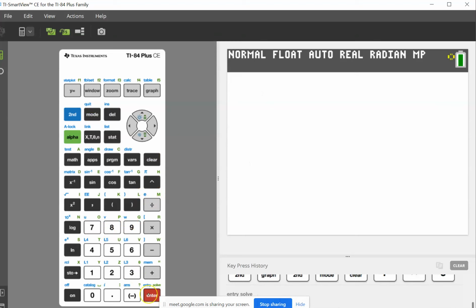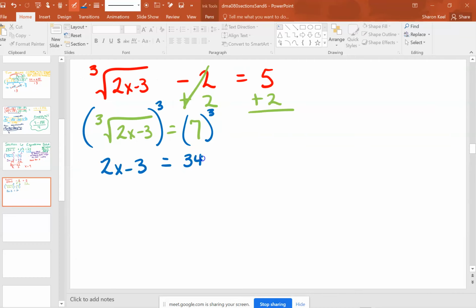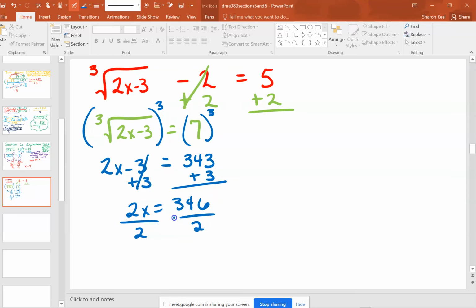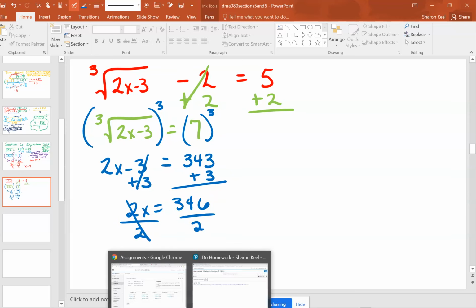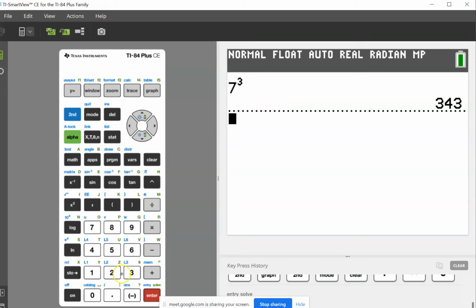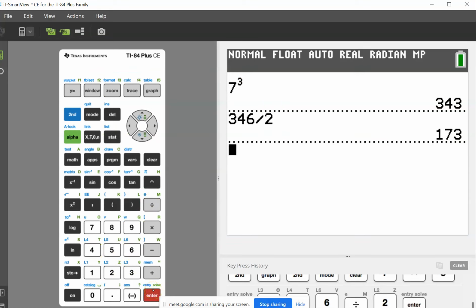To finish solving, I'm just going to solve for x, so let's move that 3 over. 2x equals 346. We're going to divide both sides by 2. So 346 divided by 2 gives us 173. That's really all that you're doing on these.